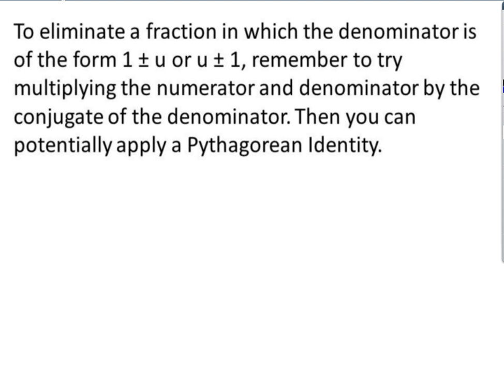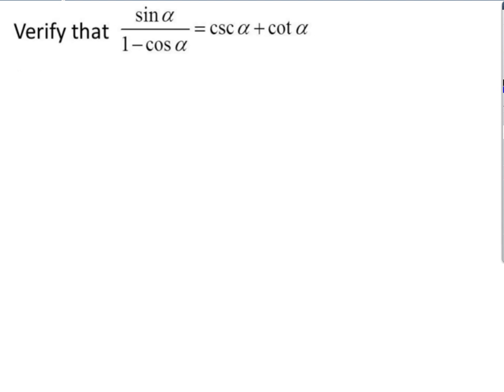When you are trying to verify, if you need to eliminate a fraction in which the denominator is in the form of 1 plus or minus u or u plus or minus 1, remember you can always multiply the numerator and the denominator by the conjugate of the denominator. So if we take a look, it's always easier to start with a fraction and try to get rid of the fraction than it is to build a fraction.